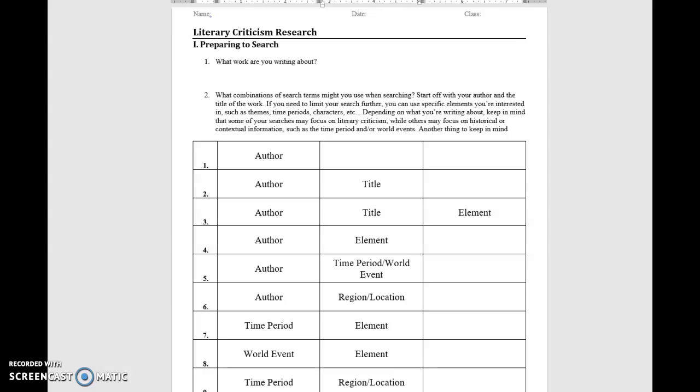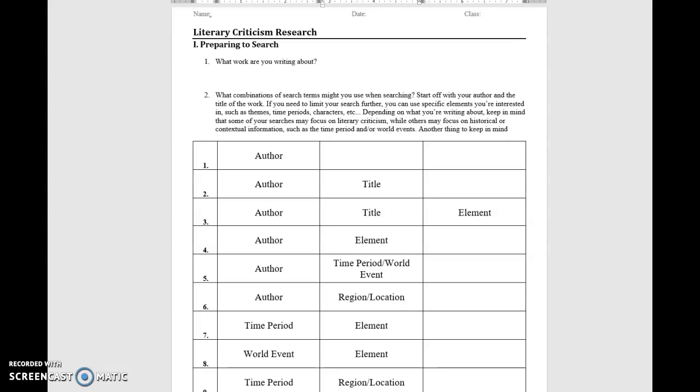Now, depending on what aspect of the work you're looking at, you might also look at things like time period or event, like something that's happening at the time. I noticed your professor's example has The Things They Carried by Tim O'Brien, so focusing on that time, the specific war. Those kinds of things could also be useful. So author combined with time period, world event.